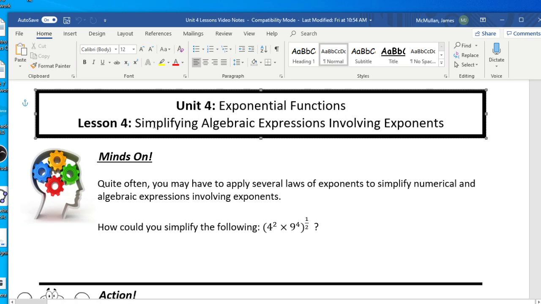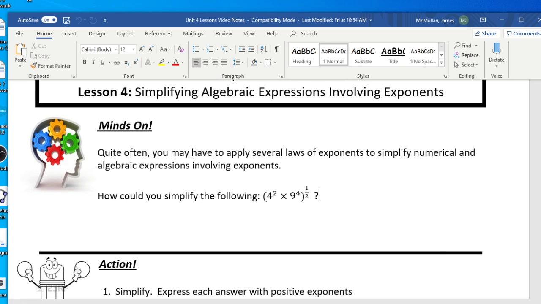Okay, today's lesson is about simplifying algebraic expressions. I think this one's pretty challenging, so try and go back over your notes so far, see what things you're allowed to do, and then see how you can use those things to simplify.